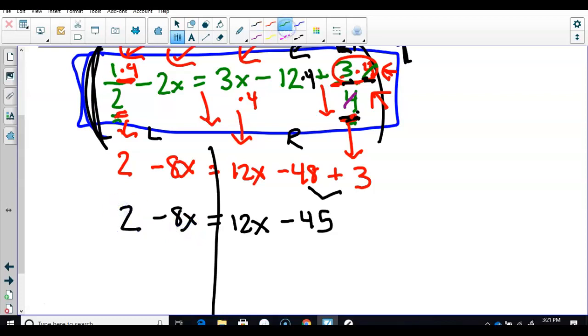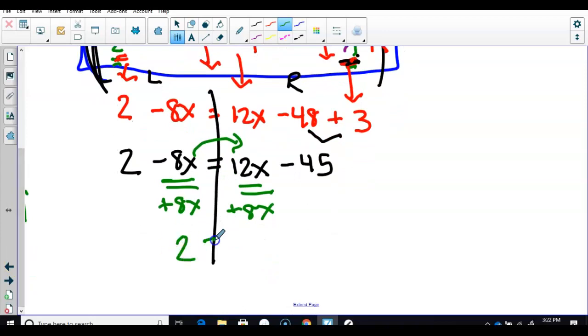Now what I want to do, because I can't simplify either side anymore, I want to start bringing things to the opposite sides of the equal sign. So I need to first get my negative 8x and 12x together. So I'm going to move that negative 8x over to the 12x. So the opposite operation of that subtraction of 8x is an addition of 8x, okay? And an addition of 8x. Okay, so now I'm going to have 2 is equal to 20x minus 45.